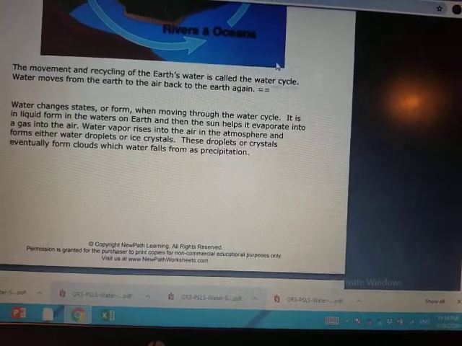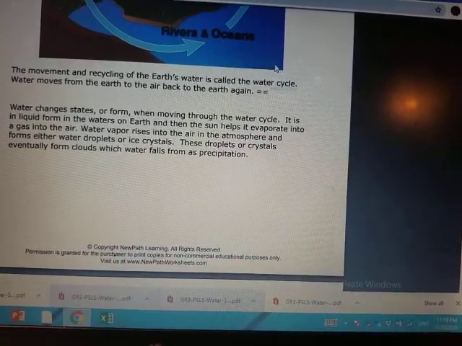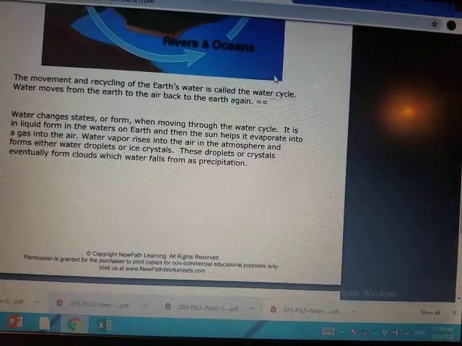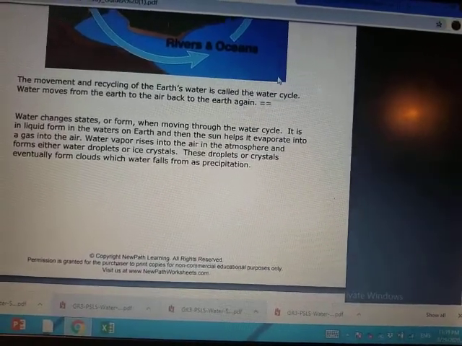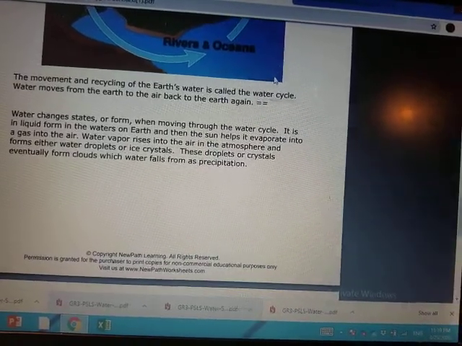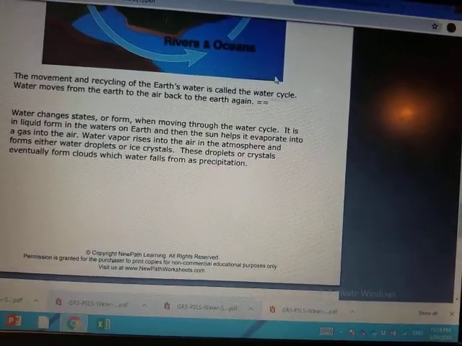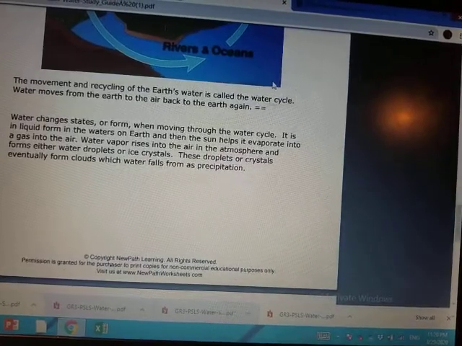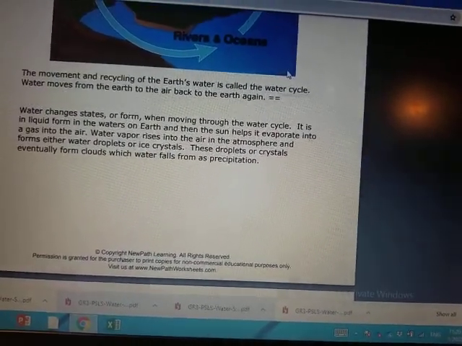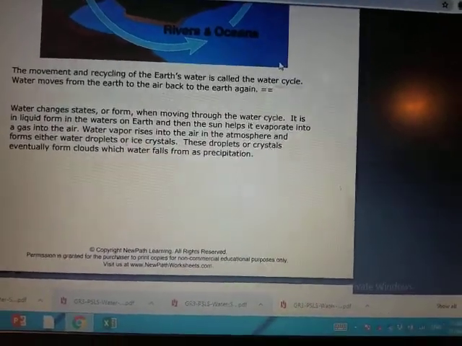Water vapor rises into the air in the atmosphere and forms either water droplets or ice crystals. These droplets or crystals eventually form clouds, which water falls from as precipitation, as rain or ice or snow, sleet, all of that's precipitation.